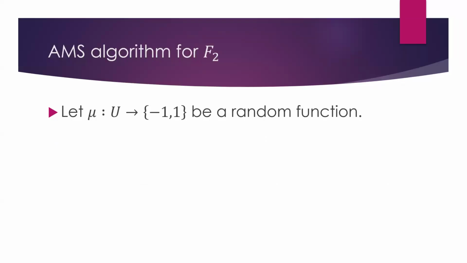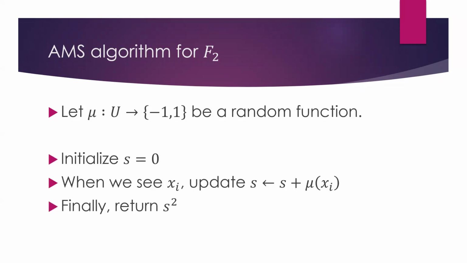Let's for now not discuss how exactly we maintain this thing in memory, how exactly we represent in memory this fully random function, but let's say that we have this random function for now. Now we are going to initialize a counter s to 0. And now whenever I see another element in my stream, some element xi, I'm going to update my counter by either +1 or -1, according to the value of this random function mu on the element that I am seeing. So I'm just adding mu of xi to this counter that I maintain in memory.